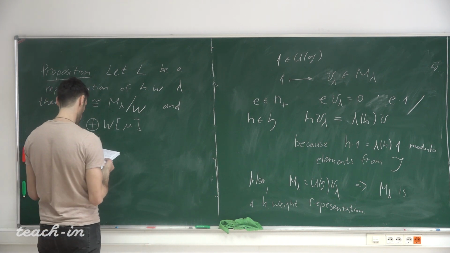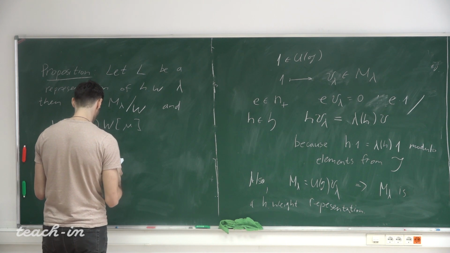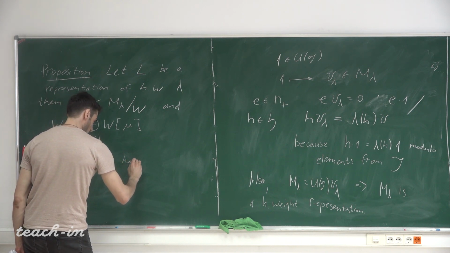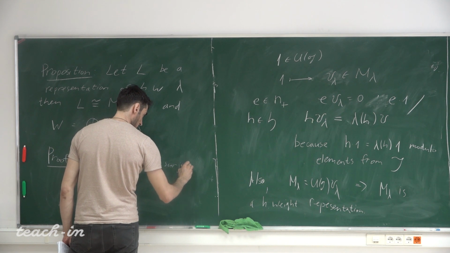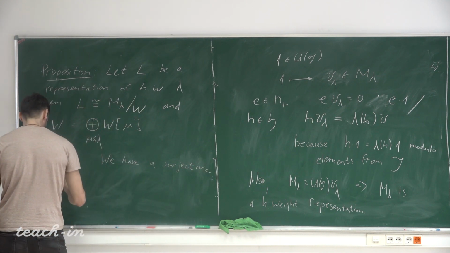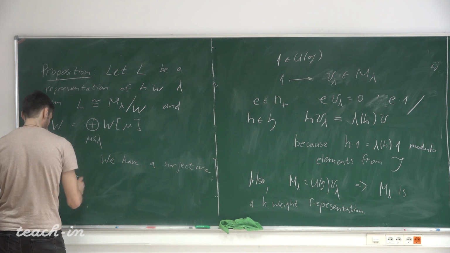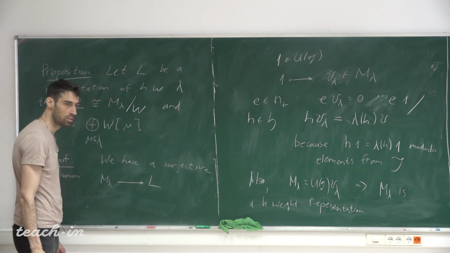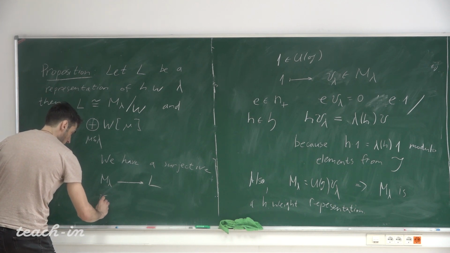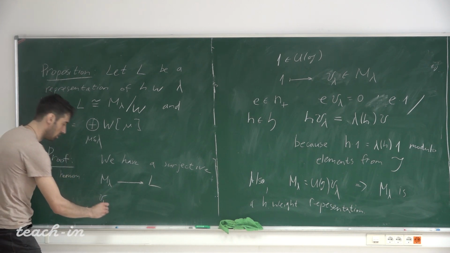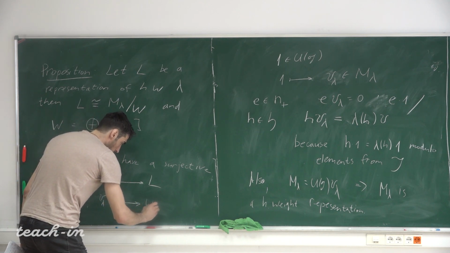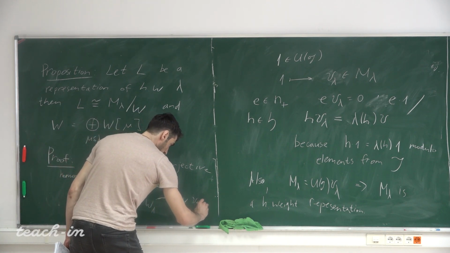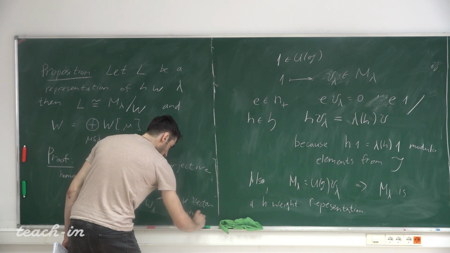Well, the proof of part 1 is easy. I'm just claiming that we have a surjective homomorphism from M lambda to L. It sends v lambda, the highest weight vector in here, to w lambda, which is the highest weight vector in L.